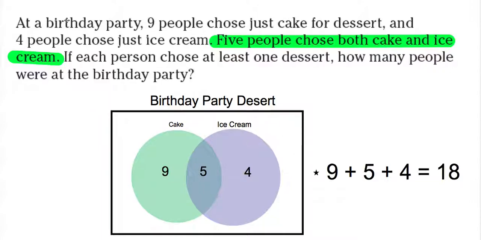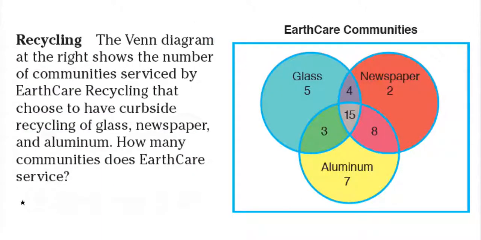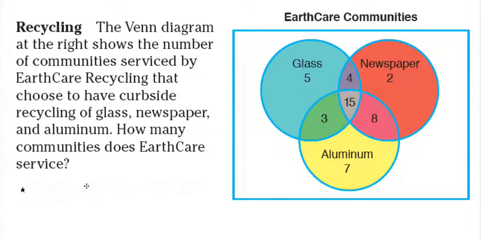Okay, let's do one more example. The Venn diagram to the right shows the number of communities serviced by Earth Care Recycling that chose to have curbside recycling for glass, newspaper, and aluminum. How many communities does Earth Care service? So you have your Venn diagram, rectangle again, 3 circles, okay? And let's find out.